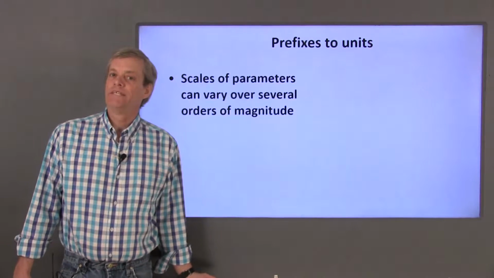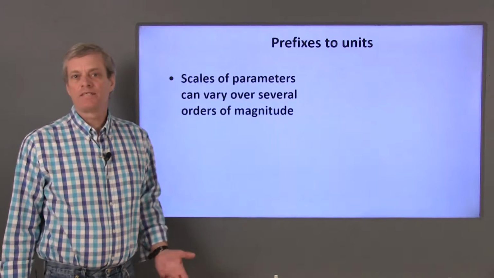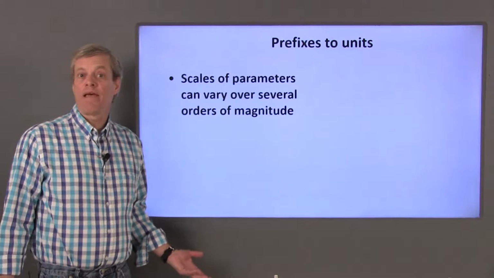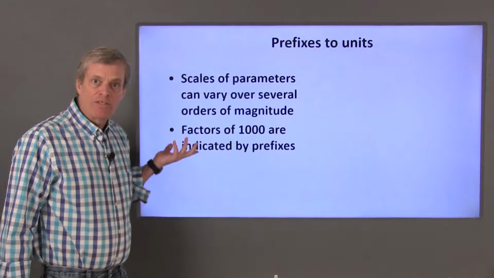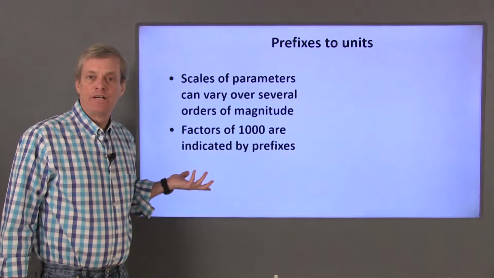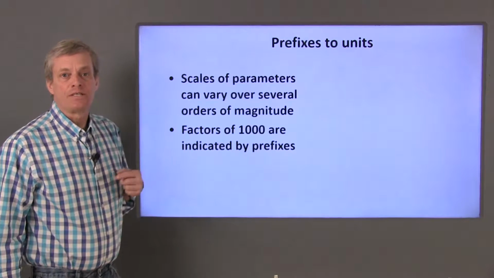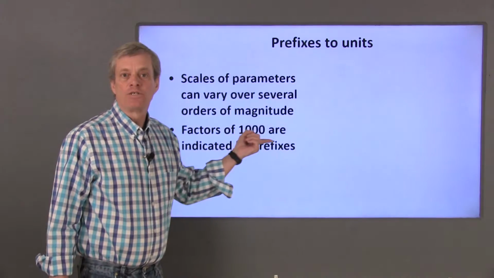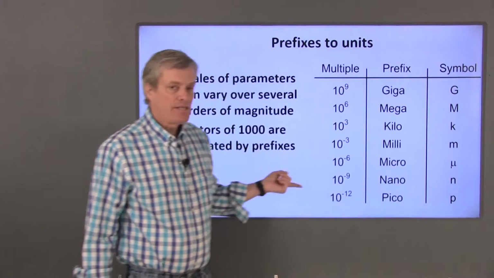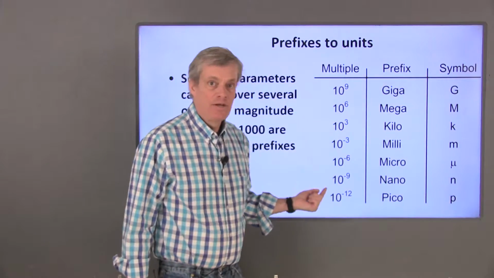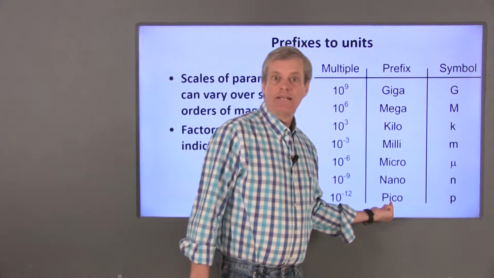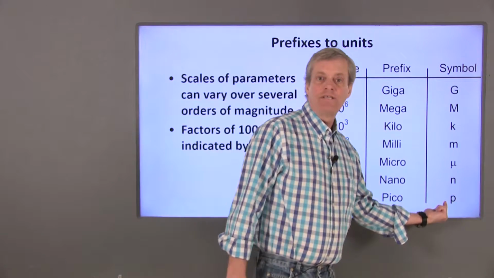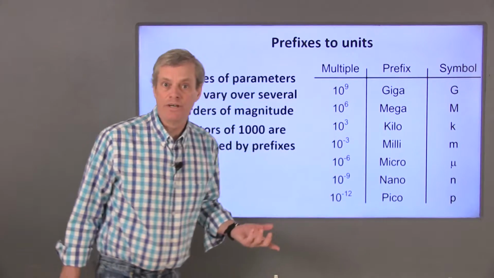Units are often preceded by prefixes. This makes it simpler to represent numbers that may span ranges of several orders of magnitude. To keep from having to write a lot of zeros to represent a number, we define prefixes that specify multiplicative factors of 1,000. This table shows common prefixes. The first column is the multiplicative factor, the second is the name of the factor, and the third is the abbreviation that's used in the unit name.